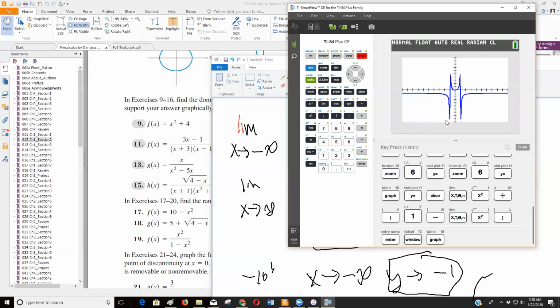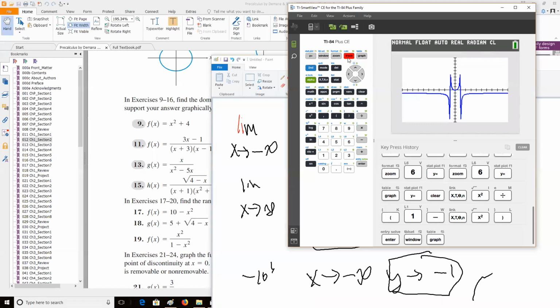So I would say the range is from negative infinity to negative 1, and then from 0. We could trace it and see. Does it actually cross? Yes, it does cross the x-axis at 0, 0. I kind of knew that, because if I substitute 0 into this, 0 divided by anything will be 0. So that would be the range: negative infinity to negative 1, and then from 0 to infinity.